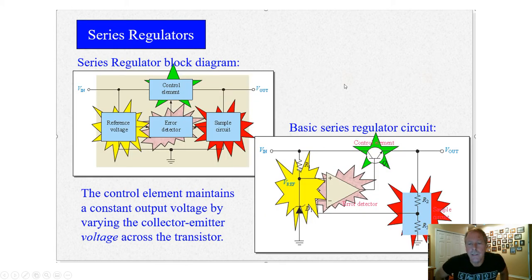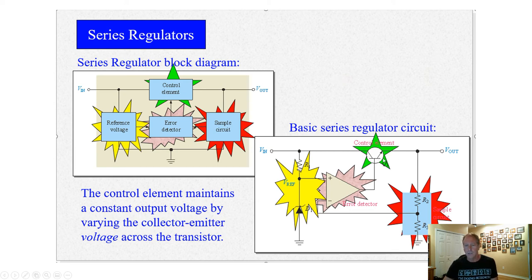Voltage regulators, how they're made, there's two different basic types: a switching regulator and a linear regulator. The linear regulators are what we're going to start with. Linear regulators are series regulators and shunt regulators. We don't really talk too much about shunt regulators. I'll put a slide or two up here. They're not used very much, but series regulators are.